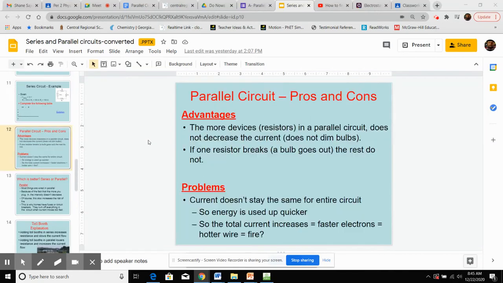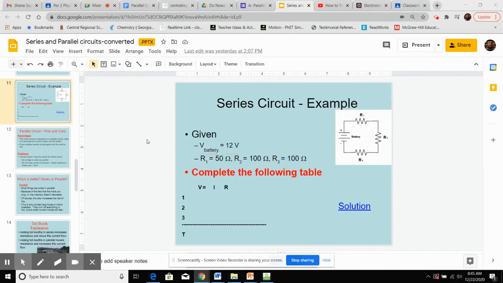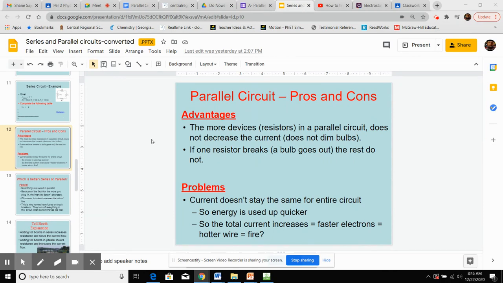Okay, so guys, yesterday we did and completed series circuits. So today we're going to go through parallel circuits. All right, this is from the notes that were posted last week.